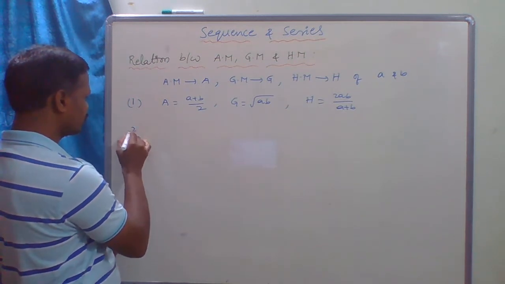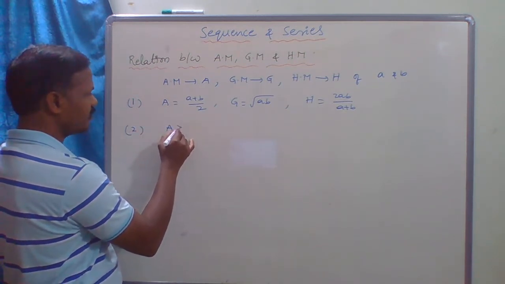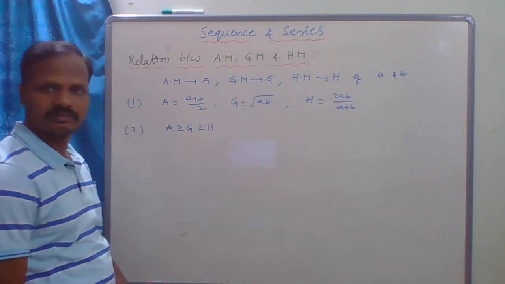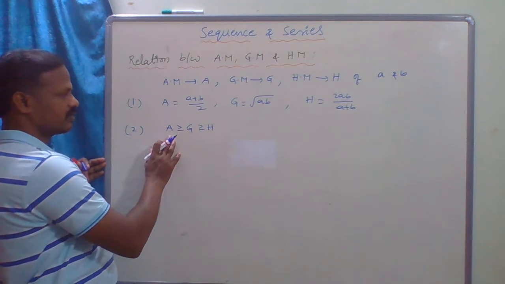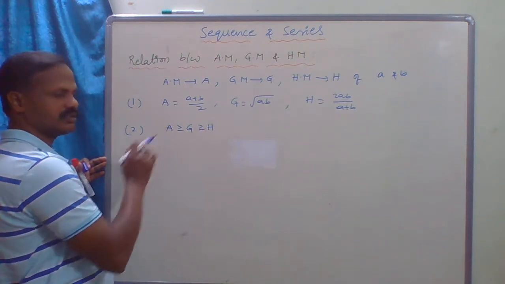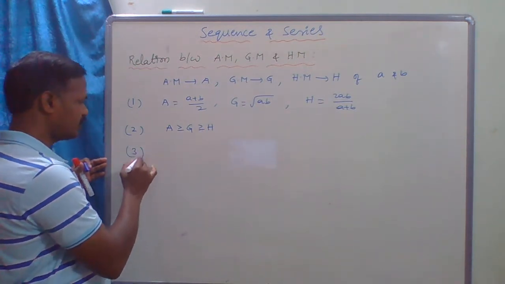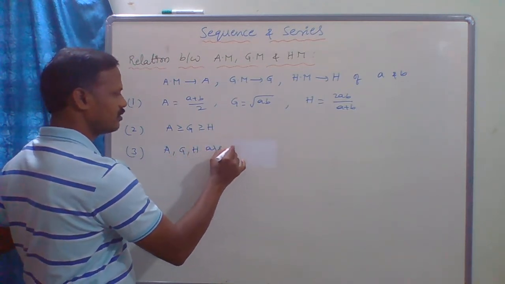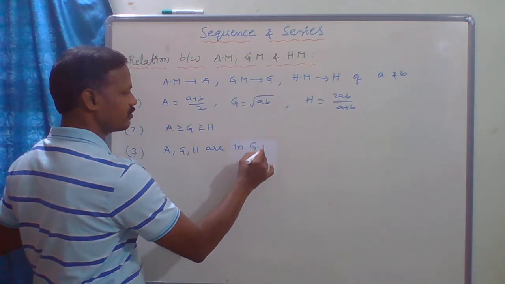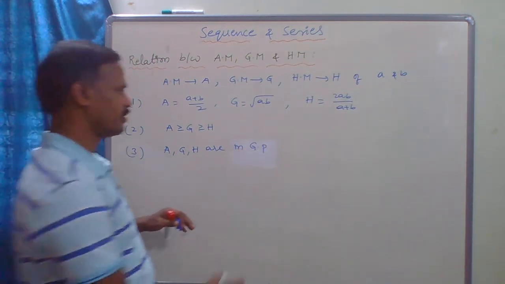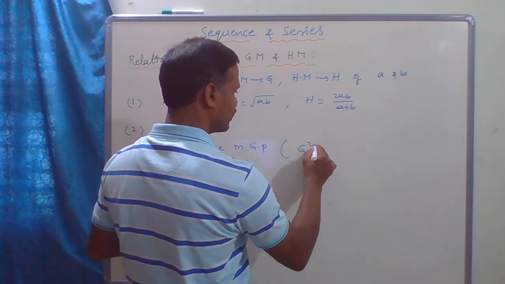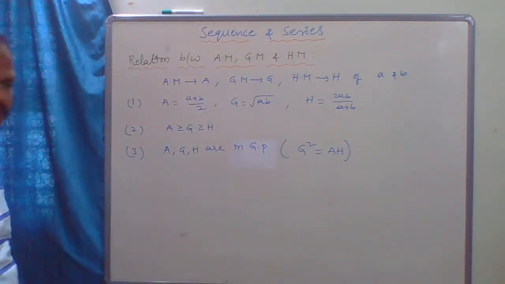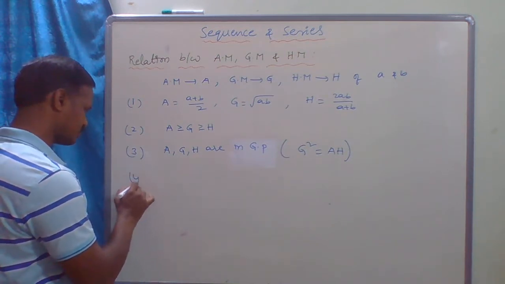Now second point, A is always greater than or equal to G, which is always greater than or equal to H. Okay, fine. Third point, A, G, H are in GP. So that is G square equals AH. Fine. Next.